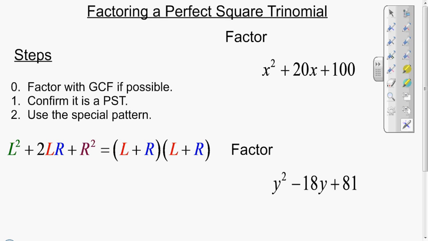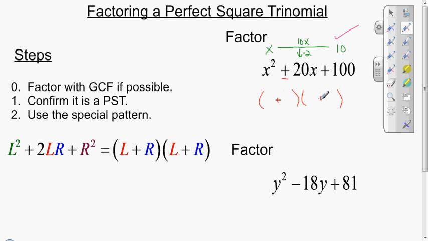Okay, so let's see. The first term is a square and its square root is x. The last term is a square and its square root is 10. Their product is 10x, and if I double that, I do get this 20x in the middle. So the pattern checks out. So the only thing I need to do is write two quantities. The middle term is a plus, so I'm going to write two pluses.